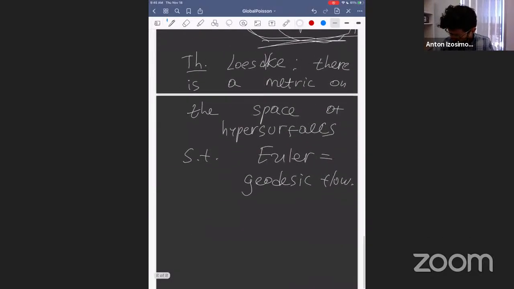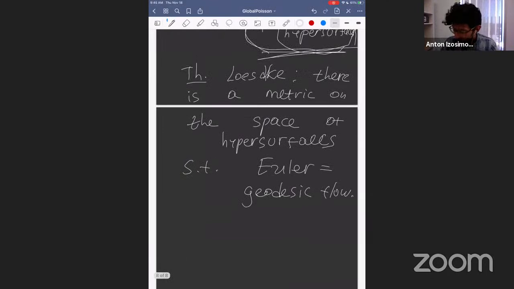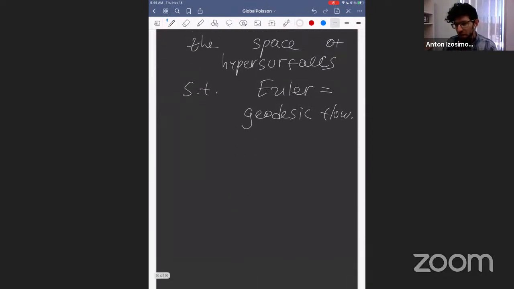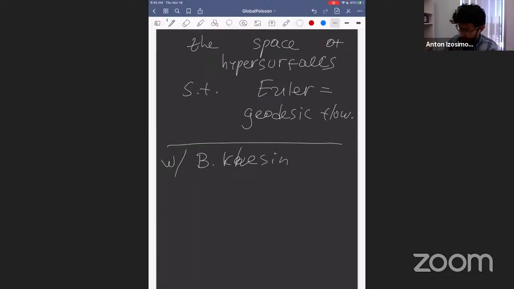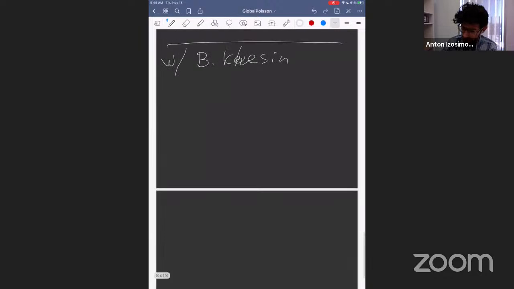Okay, so Ljoške proved that the motion of these vortex sheet type solutions with gradient fields on both sides of the vortex sheet are given by geodesics on the space of hypersurfaces. And first of all, let me say that what I'm going to describe now is based on my joint work with Boris Khesin. This work of Ljoške was one of the motivations for the work we did.